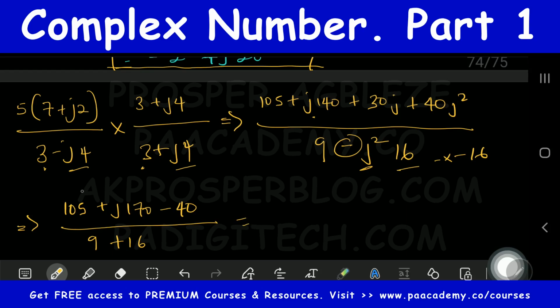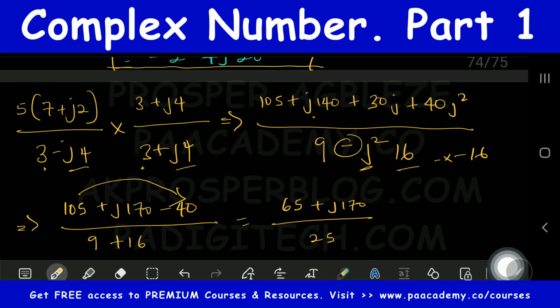So for this now, we're having 105 minus 140. So 105 minus 140 will definitely give us 65. So we are having 65 plus j170 divided by 25.